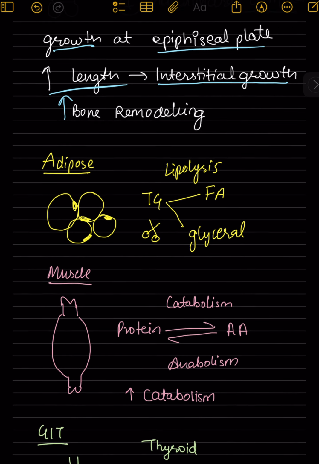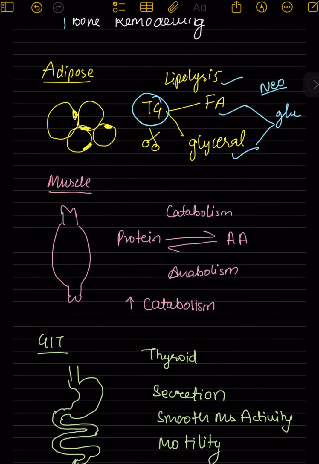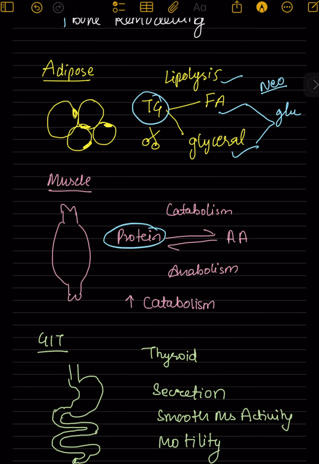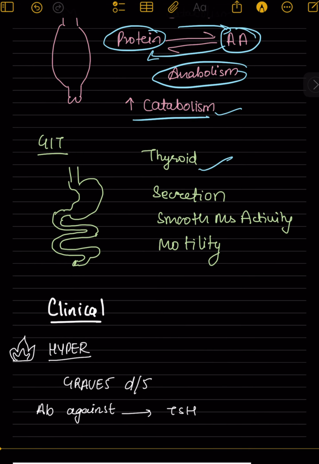In the adipose tissue, the thyroid hormone leads to lipolysis, which means breakdown of triglycerides into fatty acids and glycerol, which are further used to produce glucose by gluconeogenesis. In the muscle, it helps in protein catabolism to formation of essential amino acids and anabolism, formation of proteins from amino acids. Mainly, it aids in catabolism. In the GIT, thyroid hormone stimulates secretion of gastric juices. It stimulates smooth muscle activity of the GIT and helps in motility of the GIT.